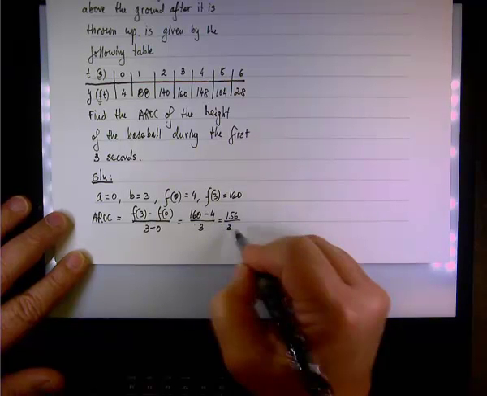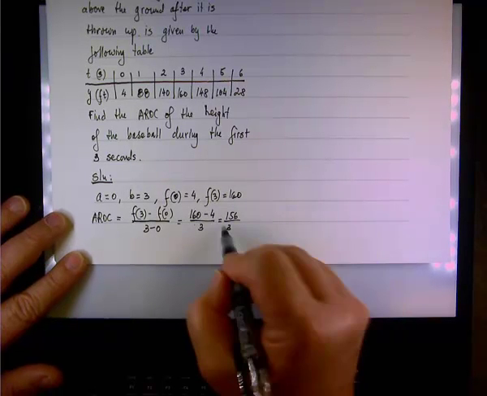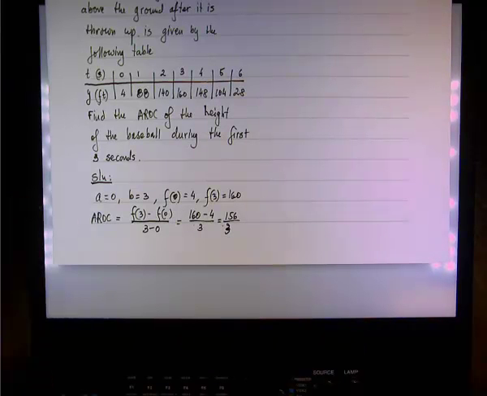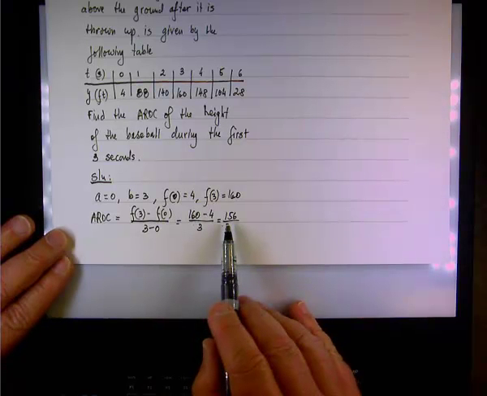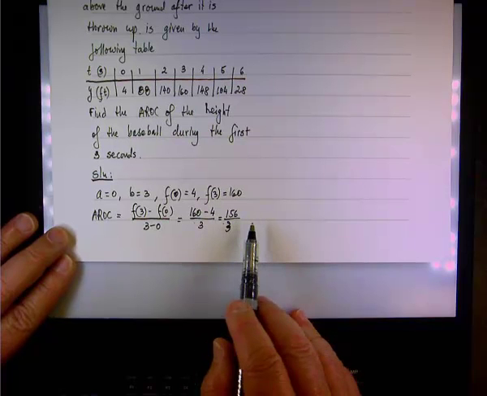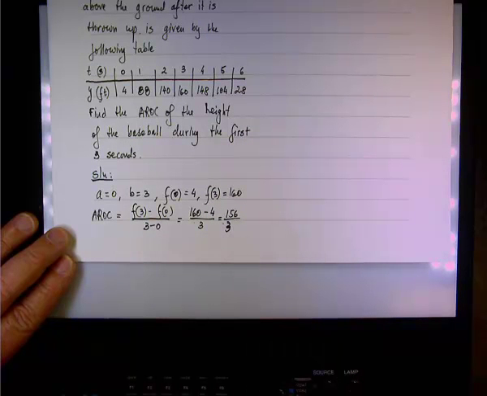Divided by 3. Turns out that 156 is divisible by 3. You know how you can tell whether a number is divisible by 3, right? You add the numbers that make up the numerator. 1 plus 5 plus 6 is 12. 12 divided by 3. So 156 divided by 3.